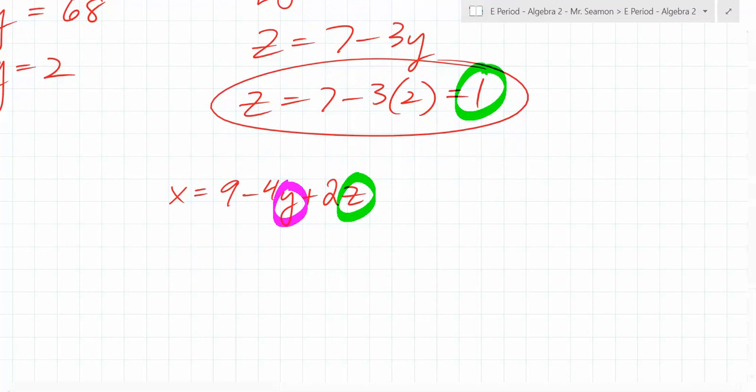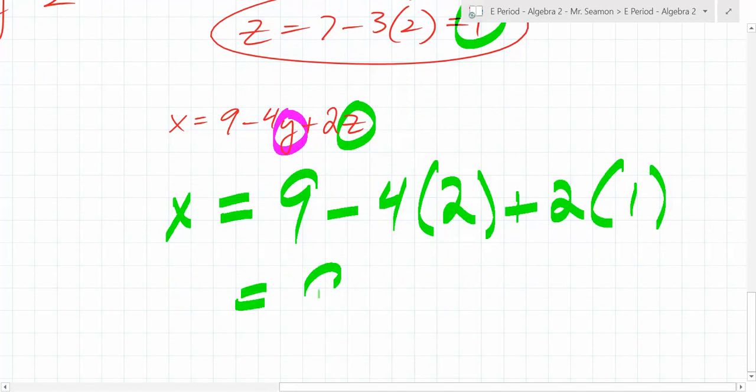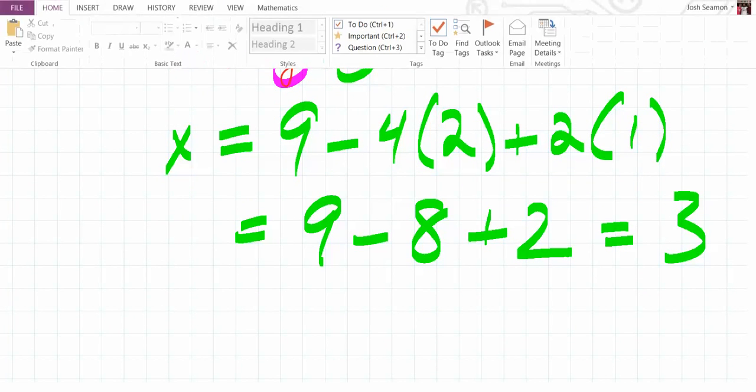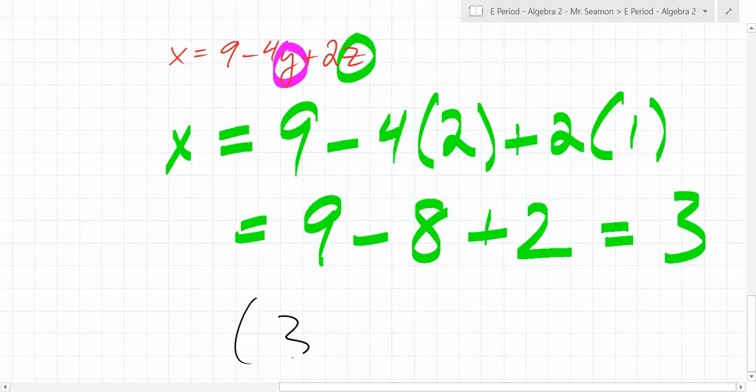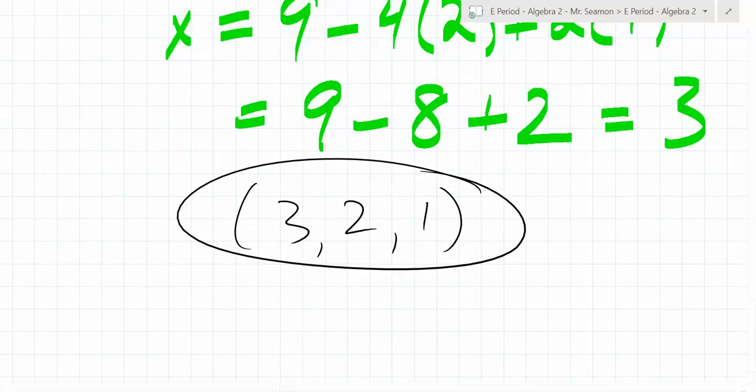So what can we do? We can just plug it in immediately. So x is equal to 9 minus 4 times, what was y? 2, plus 2 times 1. So you end up with 9 minus 8 plus 2 is 3. So how would you state the answer to this? 3, 2, 1. Absolutely.